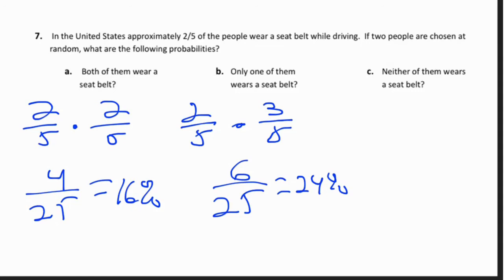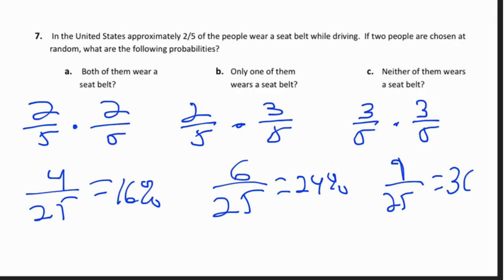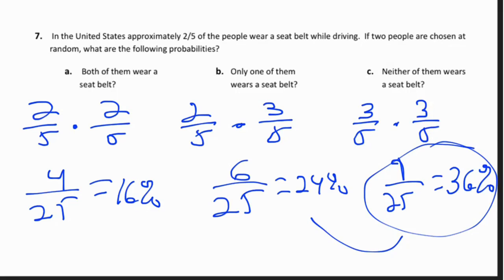So now in the last one, both of them are not wearing a seatbelt. So I'm going to do 3/5 times 3/5 because that represents 2 people not wearing a seatbelt. 3 times 3 is 9. 5 times 5 is 25. 9 over 25 as a decimal is going to be a 36% chance. So there is a 36% chance that if you pulled 2 random people out of the United States, both of them are not wearing a seatbelt, which is actually kind of bad because this is higher than all the ones that had a seatbelt option. Not a good thing in the United States.